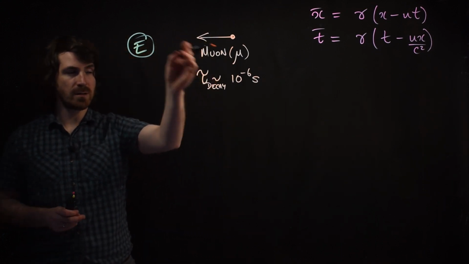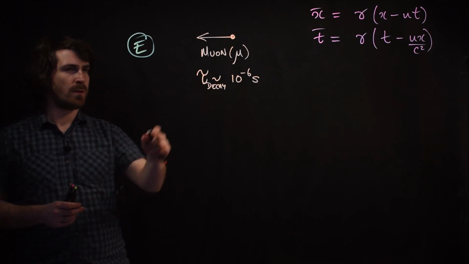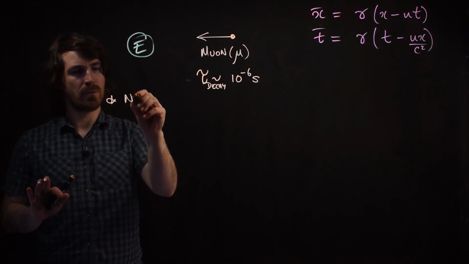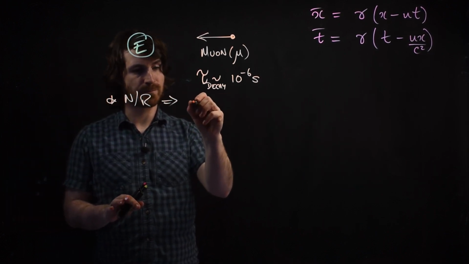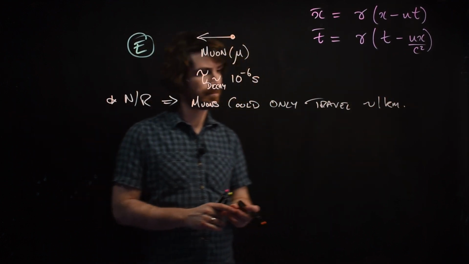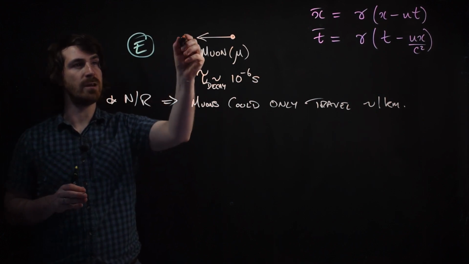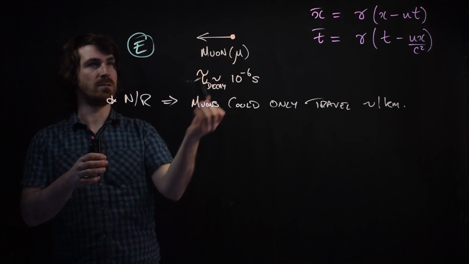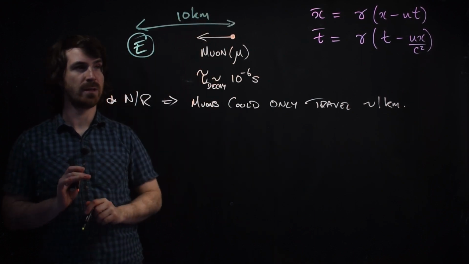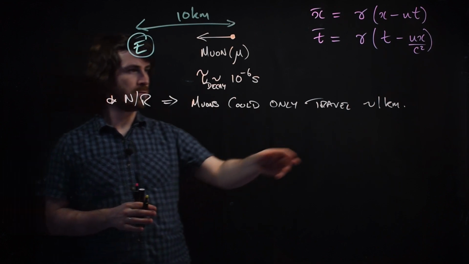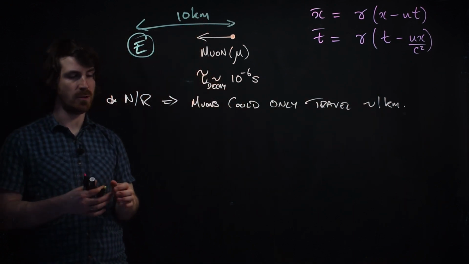Okay, now the muon travels at speeds close to the speed of light. And our non-relativistic theory would tell us that the muons could only travel maybe 1 kilometer. However, we know from observations that muons can be created here at this distance, and let's call this distance 10 kilometers, and be observed hitting the surface of the Earth. Okay, so how can we explain this?